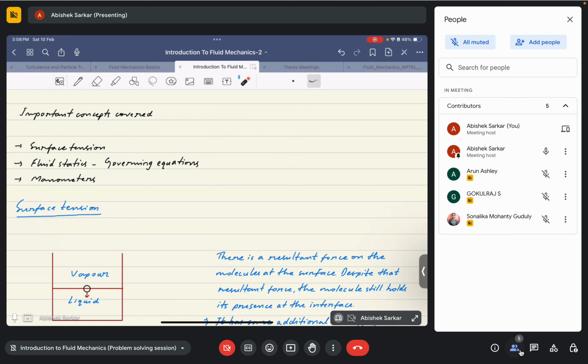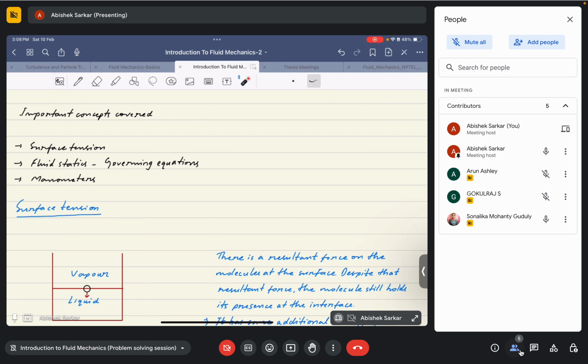Arun, if you're in the class, can you please go ahead and explain what you understand by surface tension? Arun? Well then, Gokul, are you in the class? Okay, then Sonalika, can you go ahead?